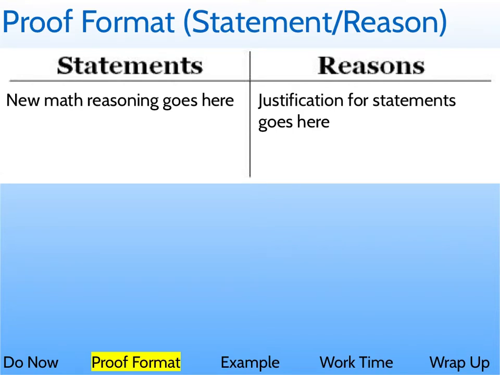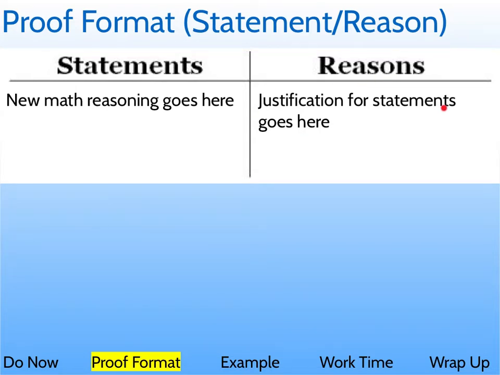So when we're looking at proofs, the normal way we're going to set these things up is we're going to have statements on the left and reasons on the right. So the statement part is just basically like new mathematical things that we're writing, like side AB is congruent to side CD, for example. And then by the end of it, what we want to do is get to the answer, like what we're trying to prove at the very end here.